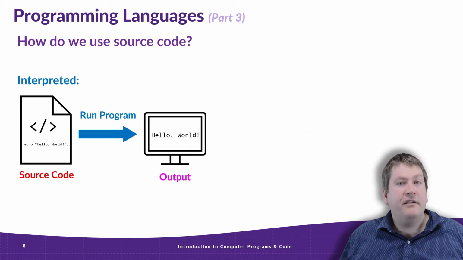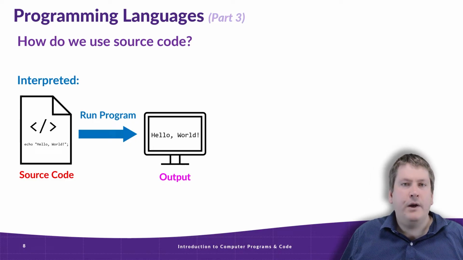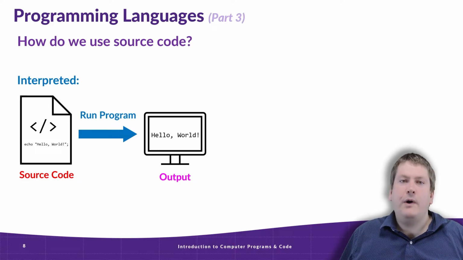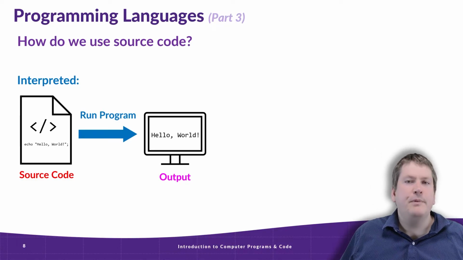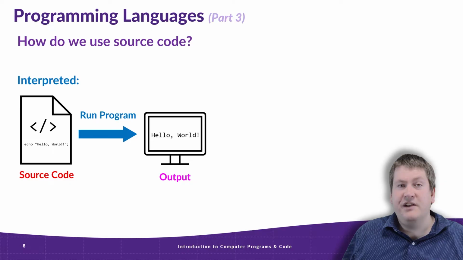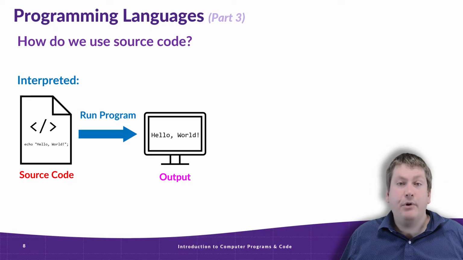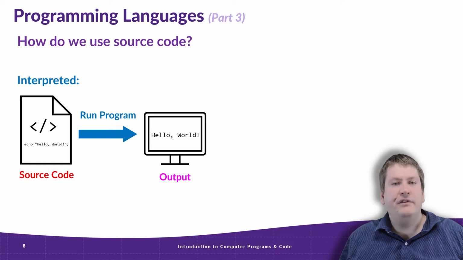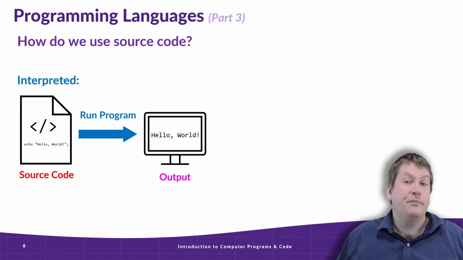So there are trade-offs between these two approaches. Interpreted programs tend to be slower and require more effort from the user to run. They also require the source code to be shared. The advantage is that they tend to be more portable, as they're not compiled for a specific hardware or operating system. Compiled programs, on the other hand, tend to be faster, easier to use for end users, and they don't require the source code to be shared.